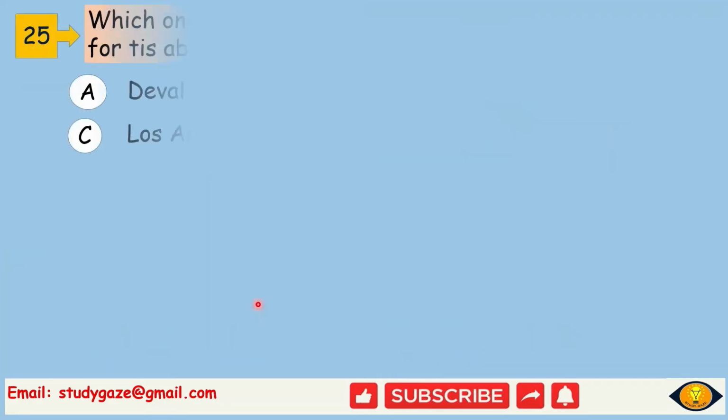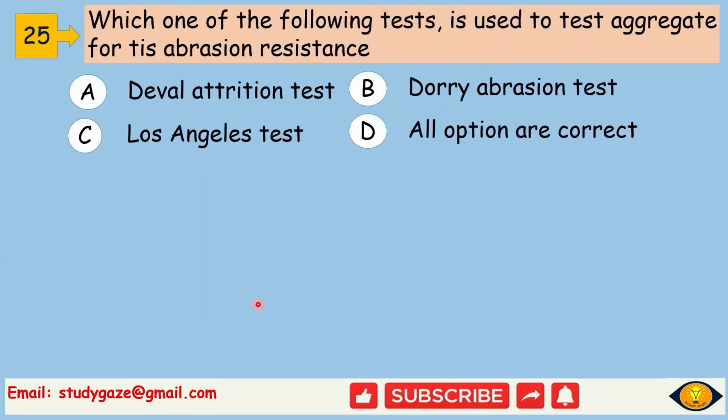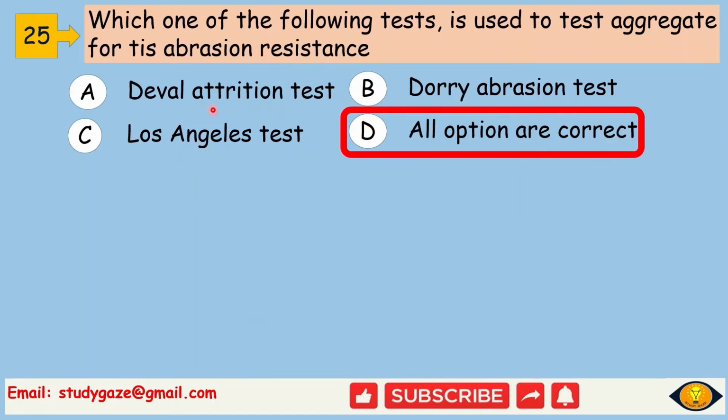Next, which one of the following tests is used to test aggregate for abrasion resistance? So the correct option is: all options are correct, because all are abrasion tests. To calculate the abrasion resistance, all three tests are being used.